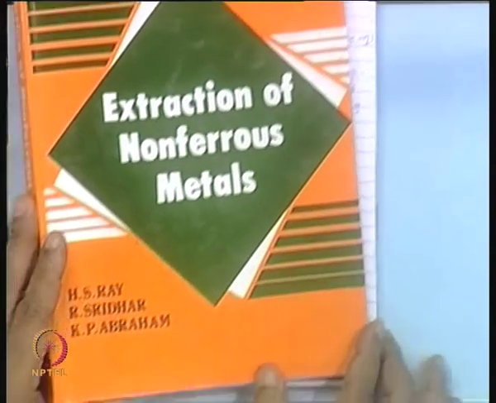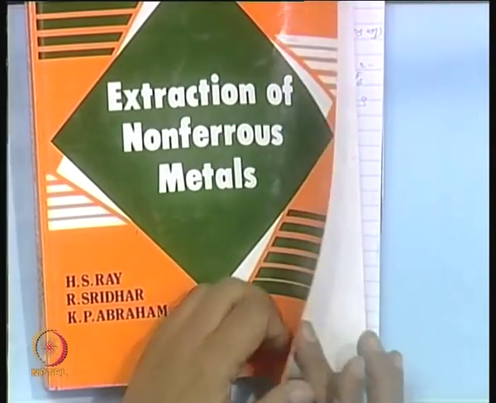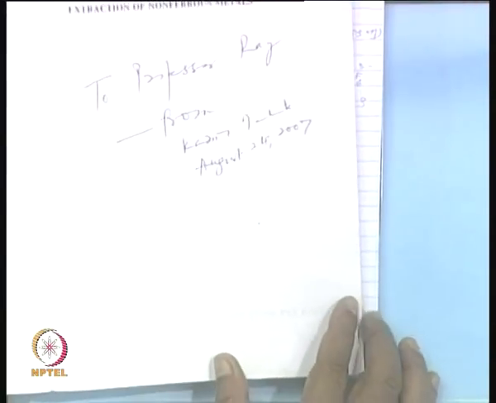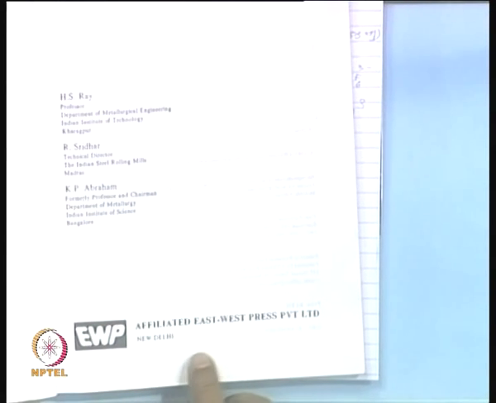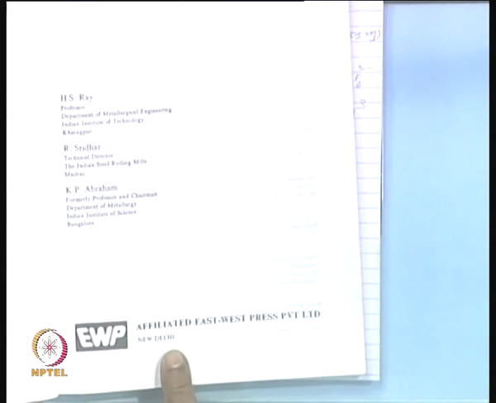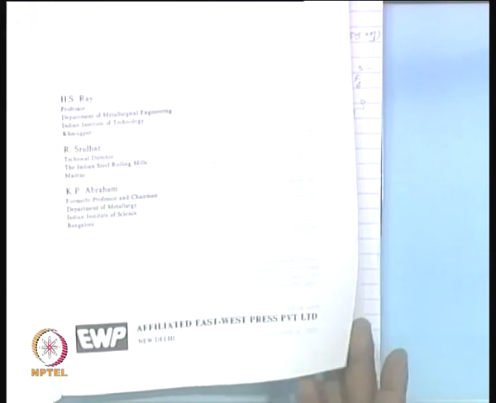And I am again telling you, the book you will have to read is this book of mine called Extraction of Non-Ferrous Metals by H.S. Ray, R. Sridhar and K.P. Abraham. It has been published by Affiliated East West Press Limited many years ago, first published in '84. It gets repeated every year. I am going to follow this book and also some material I am collecting from here and there.